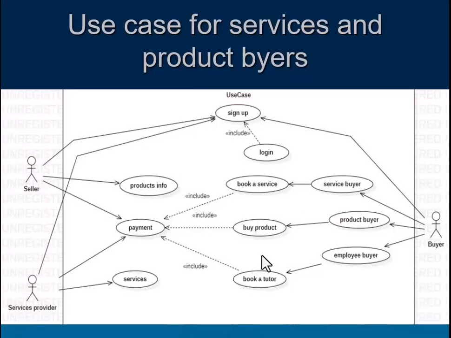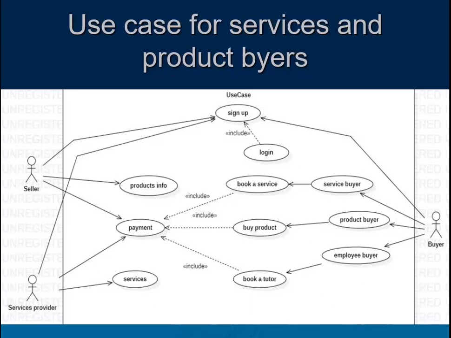This is another use case diagram for services and products buyer. This is the online services and product buyer system, such that anyone can sell their products online using this system, or can sell his or her services. Services can be the mechanic services, the labor services, or teaching services, and the product and services buyer.